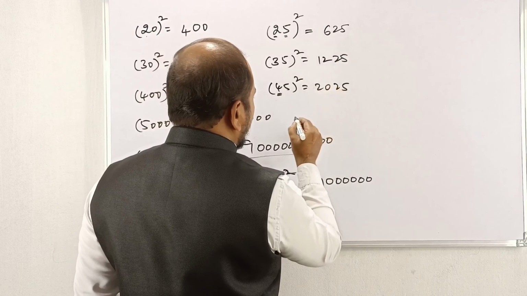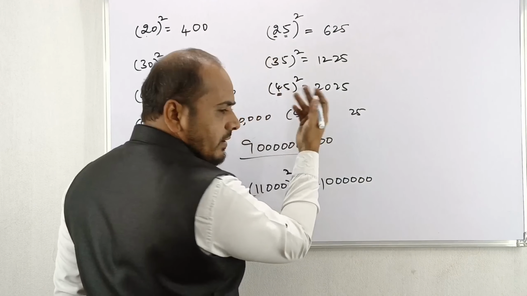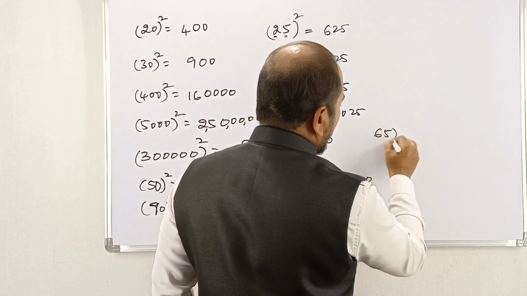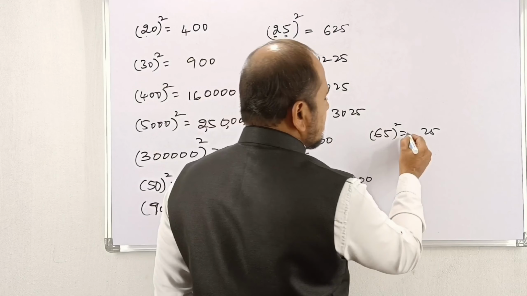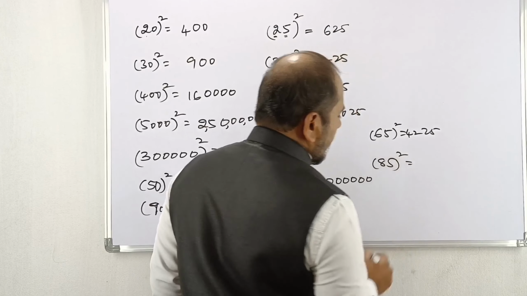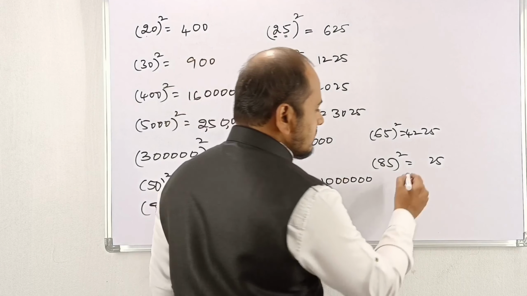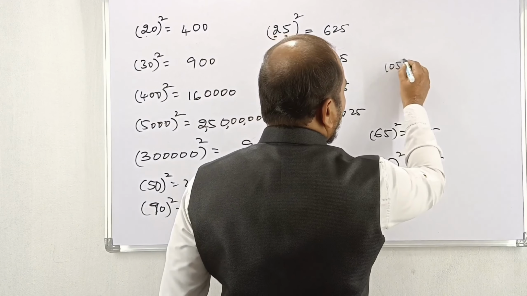4 5s are 20. And 55 whole square. 5 square, 25. 5 after 6 comes. 5 6s are 30. And 65 whole square. You make it 25. 6 after 7 comes. 6 7s are 42. And 85 whole square. 5 5s are 25. 8 after 9 comes. 72. That's it, my dear.